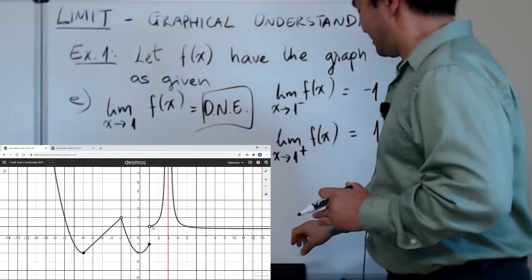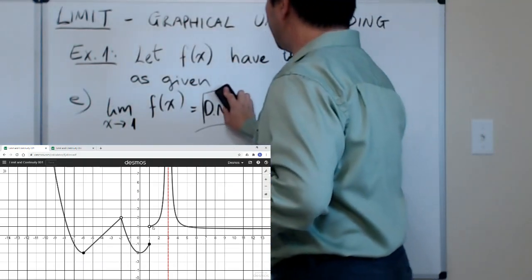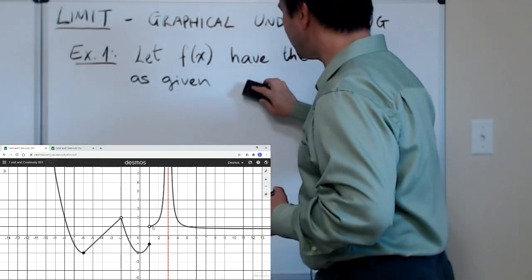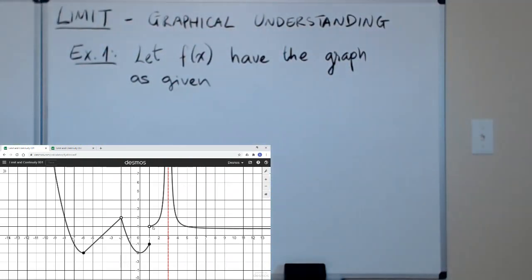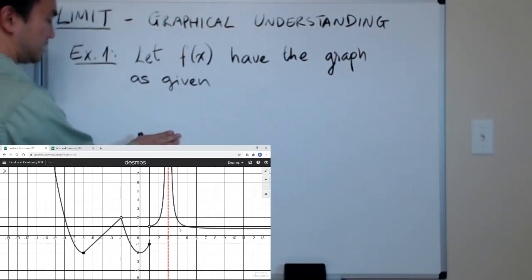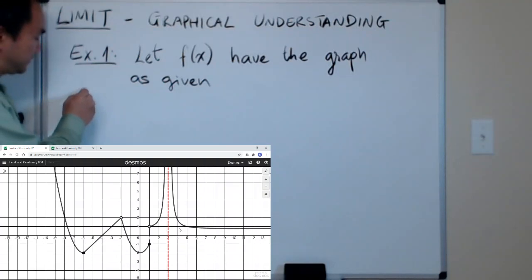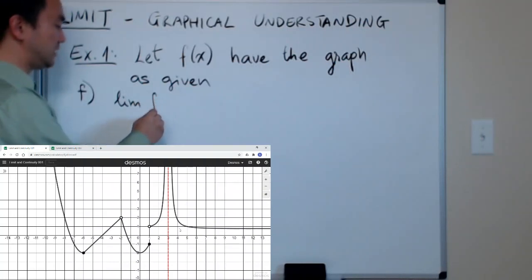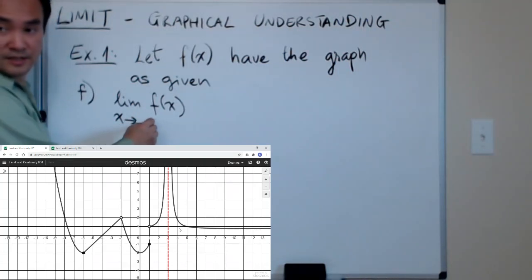Okay? And now let's look into the next example. Actually, I mean the next part of this current example. So we finished with part E. So let's now look at part F right here. Let's find limits of this function f of x when we are letting x get close to 3.